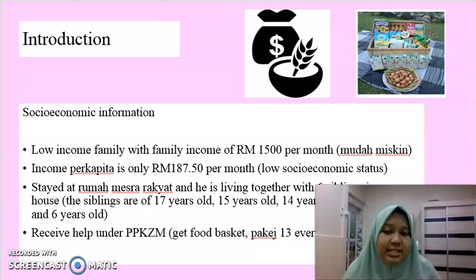This is based on the socioeconomic information. For your information, this child comes from a low-income family with a family income of 1,500 per month. So the family falls under the category of mudah miskin. The income per capita is only 187 ringgit per month, and they currently stay at Rumah Mansur Rakyat, living together with 6 siblings. They also receive help under PKZM, so they get food baskets every month.